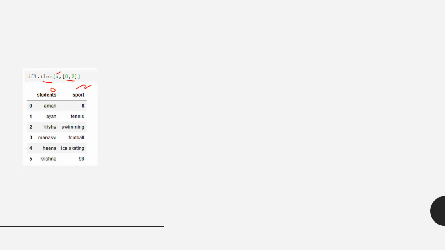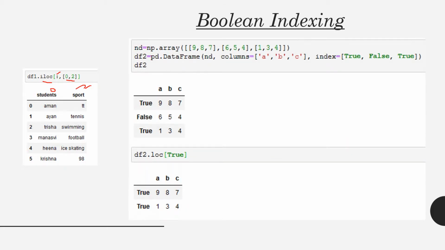Now we are moving on towards our next topic, that is Boolean indexing. What is Boolean indexing? Basically it is a type of indexing which uses actual values of data in the data frame. In this we are accessing a data frame with Boolean index. Before accessing the data frame with the Boolean index, we have to create the data frame with the Boolean index. Here I am creating a data frame with an ndarray.